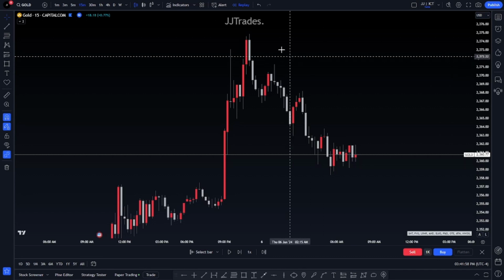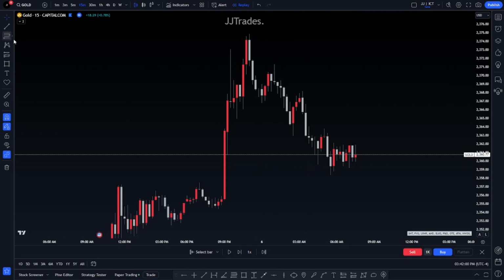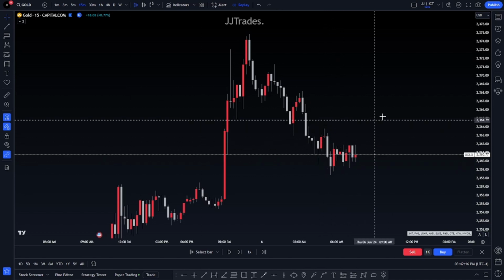So, as you see here, I am in replay mode on 15-minute on gold, and I'm going to be showing you an example of a bullish break of structure. A next example will be bearish. So, verbally, I'm going to tell you how a break of structure forms, then we're going to apply it onto an actual chart here on gold.